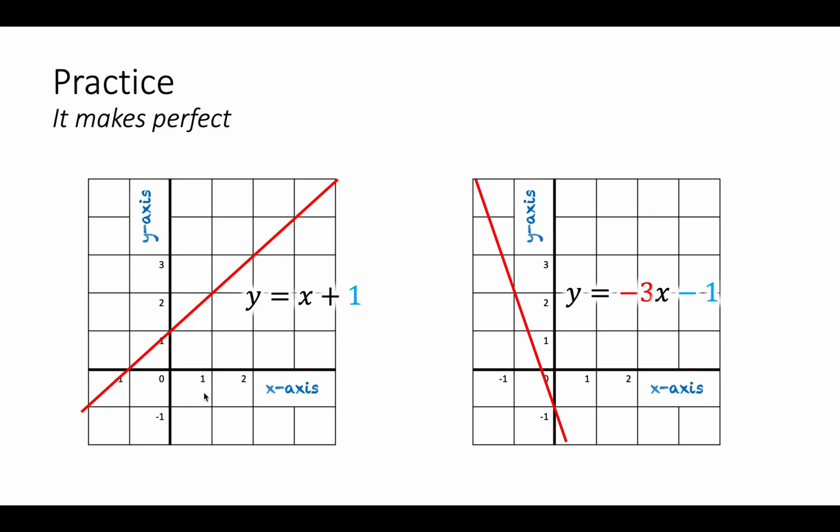For this one, notice the gradient is 1 across, 1 up, so the gradient is 1. And so the number in front of the x will be 1, and we just write 1x. But in algebra, we just write x when it's 1x.